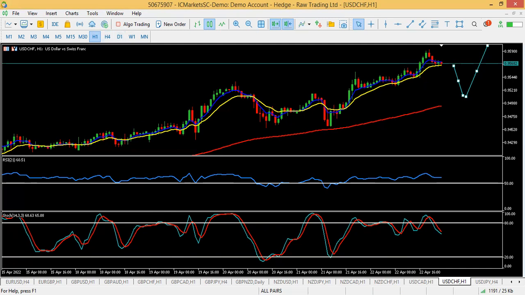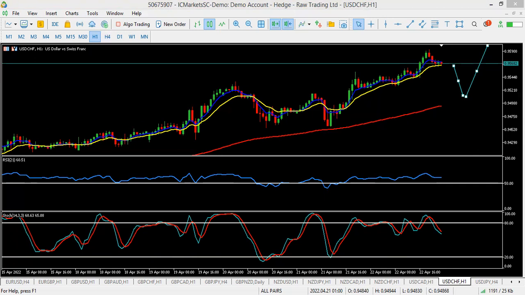So let's quickly have a recap on what we have analyzed. AUD USD, look for a sell. AUD CAD, look for a sell. AUD Swiss franc, look for a sell. Euro AUD, look for a buy. Euro Swiss franc, look for a buy. Euro JPY, buy. Euro NZD, buy. Euro GBP, buy. GBP USD, sell. NZD USD, sell. NZD CAD, sell. NZD Swiss franc, sell. USD CAD, buy. USD Swiss franc, buy.